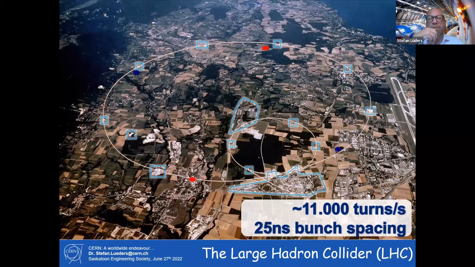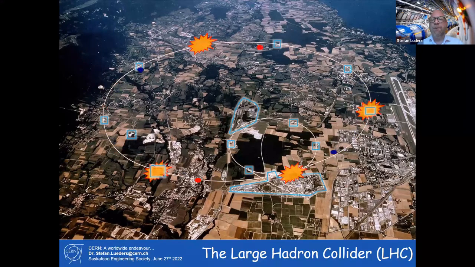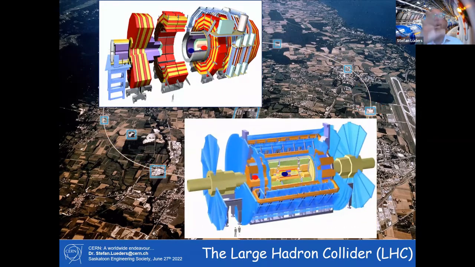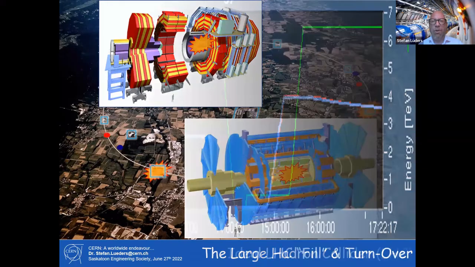The distance between two bunches is 25 nanoseconds. This number will come again. And in four points, we cross the beams, we collide the protons with each other, and this is then the point where we create collisions. And every 25 nanoseconds, we create a collision, which means every 25 nanoseconds, we simulate energy densities which are coming close to the energy density 1 nanosecond after the Big Bang. So this is how an experiment is looking like. Here's another one. We will go into more detail during the talk.